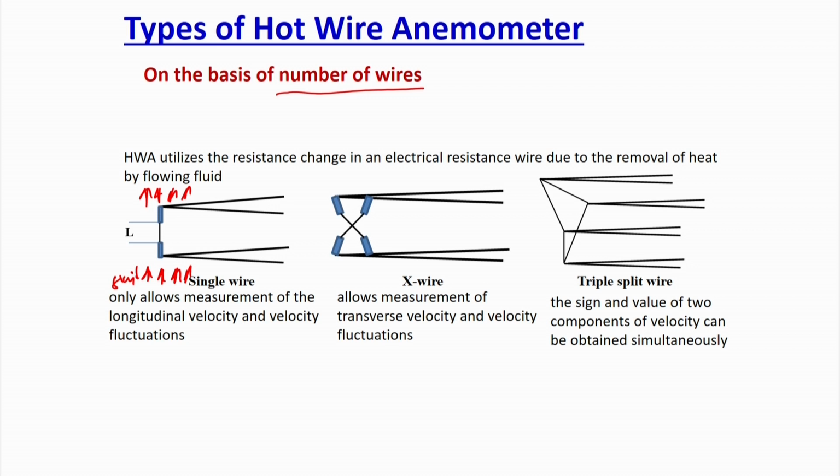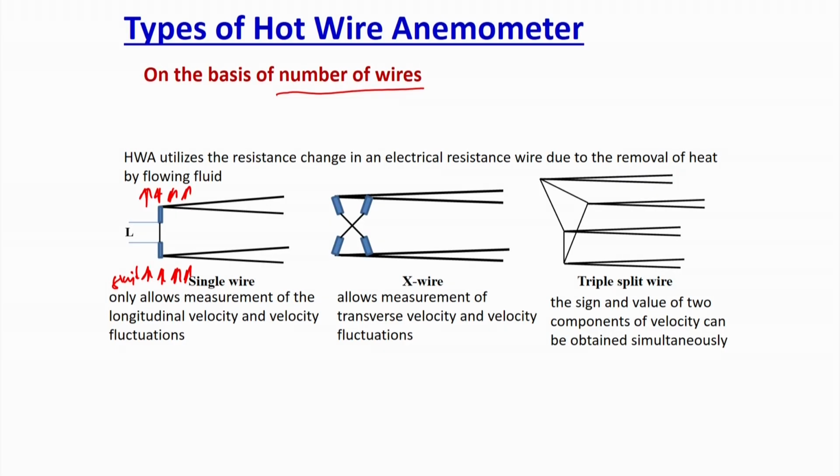This cylinder is exposed to the fluid velocity, and because of convective heat transfer the temperature of this wire will be reduced, and you can convert that change in the resistance in terms of the velocity. So, you can measure the velocity. But the single wire can measure only one directional velocity, or only the longitudinal velocity. If you have a two dimensional velocity, with longitudinal as well as transverse velocity, it cannot measure that. In that case we use an X wire type of hot wire anemometer.